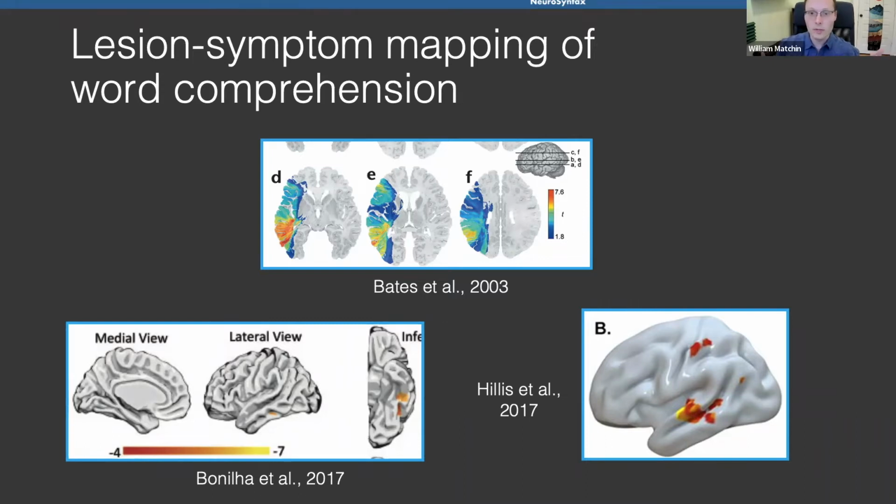I probably don't need to review this very much, but modern lesion symptom mapping studies of word comprehension deficits have found that posterior temporal and sometimes temporal parietal damage is primarily associated with word comprehension deficits, which is consistent with observations that go back to the 1800s. From the classic neurologists like Wernicke up through the 20th century, people had observed that some posterior temporal area, which we might vaguely refer to as Wernicke's area, is involved in comprehension at the word level.